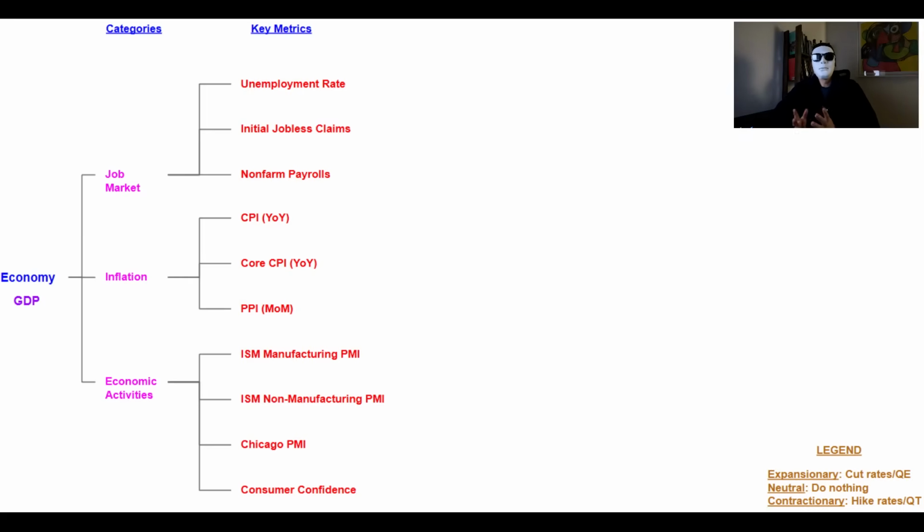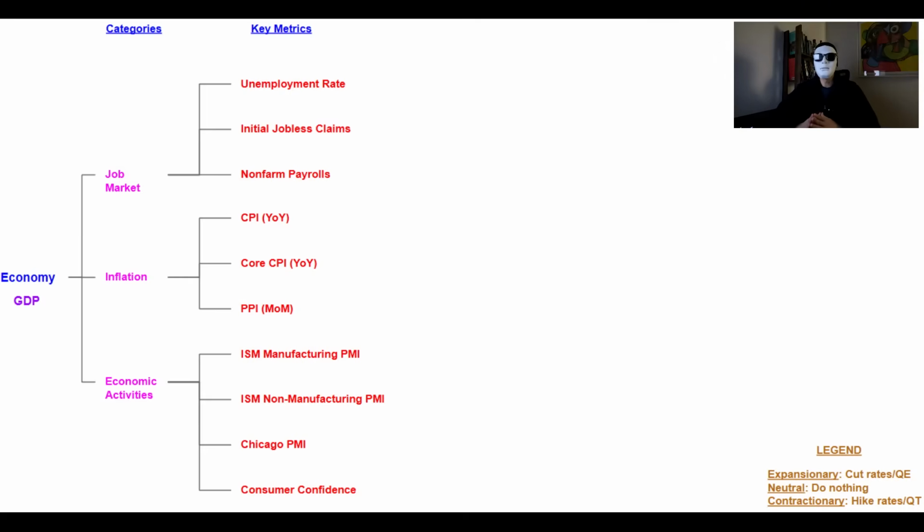Okay, so as I said previously, I believe that if you monitor these 10 macro data periodically, you'll most likely cover around 80 to 90% of economic activities. To help you understand the implications of each data better, let me go into the data one by one to explain what these mean. Okay, first on the unemployment rate.